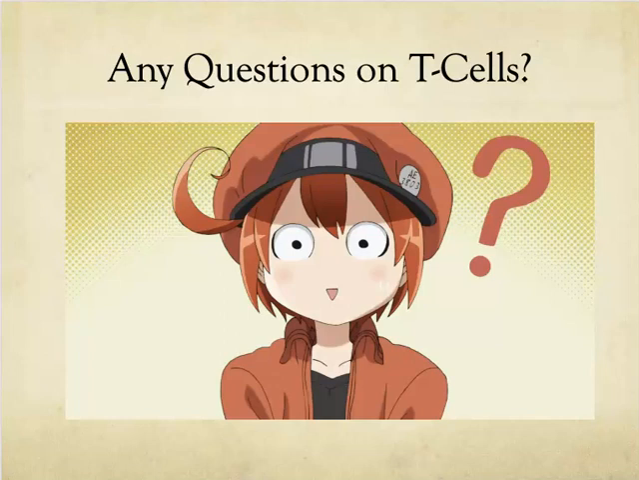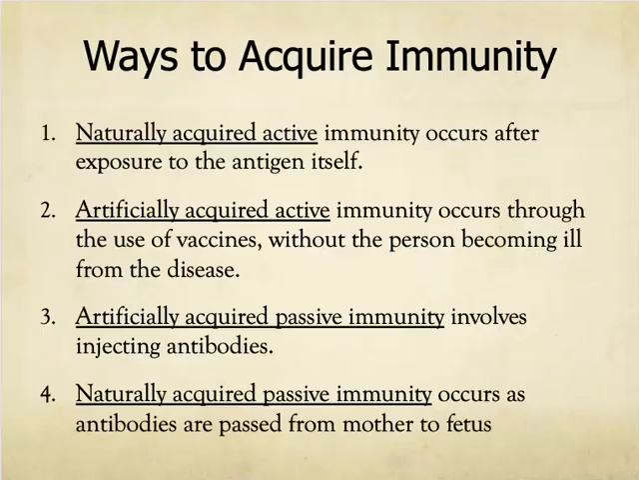I'm going to go on to one last slide because it kind of goes with this section. The ways we can acquire immunity. We can either acquire it naturally, meaning you get sick and you respond to the antigen. It can be artificially acquired active. This is through the use of vaccines, so that's not natural. The vaccine itself is artificial. However, you are still developing your antibodies and naturally responding to it.